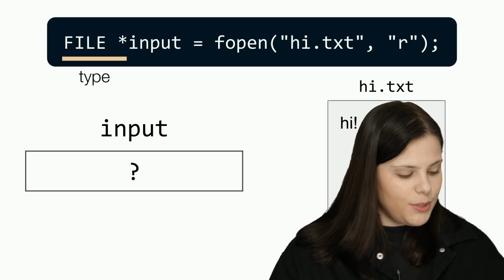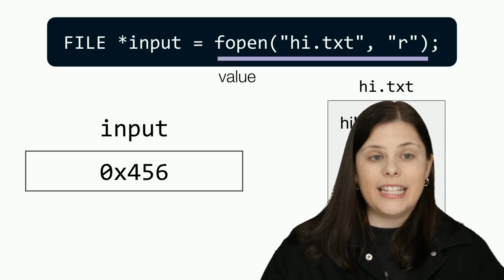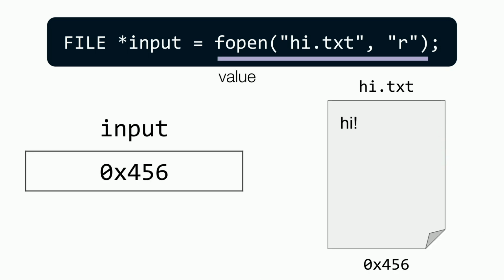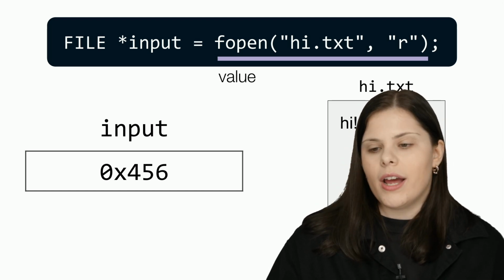As before, our pointers store the address. So on the bottom of my txt file right here, I have its address. What input is actually going to store is the address of this file. The way I could get that address is by using the fopen function. When I use fopen, what it will return is the address of the file that I am trying to access. Let's parse fopen one by one as well.